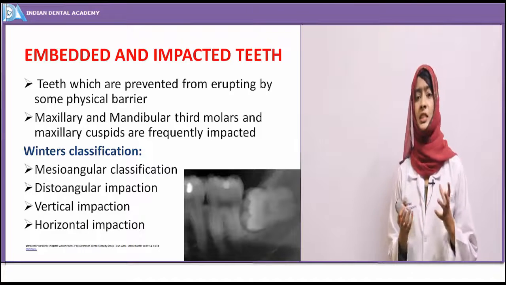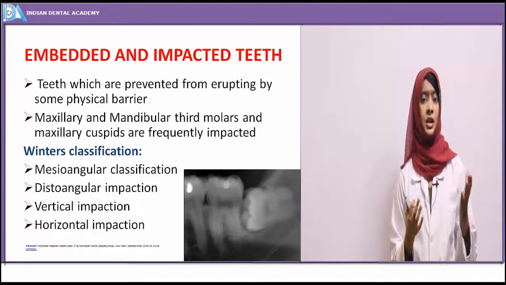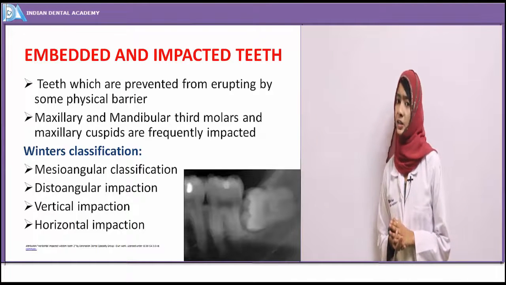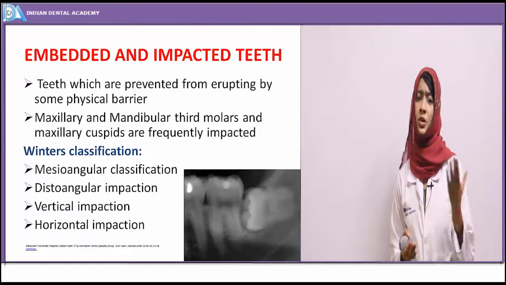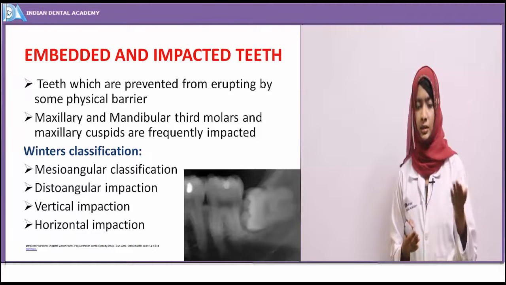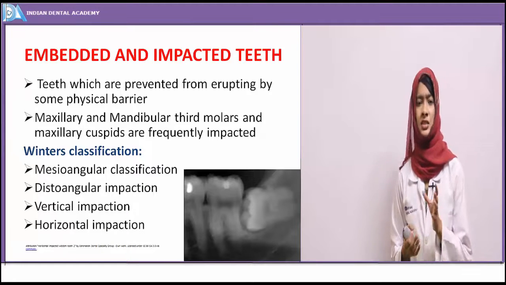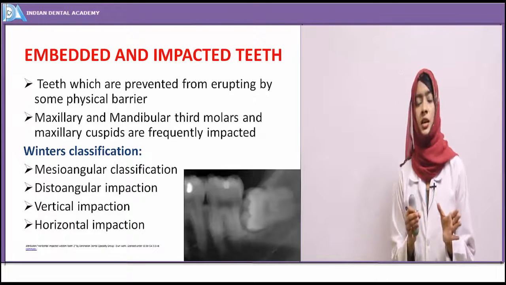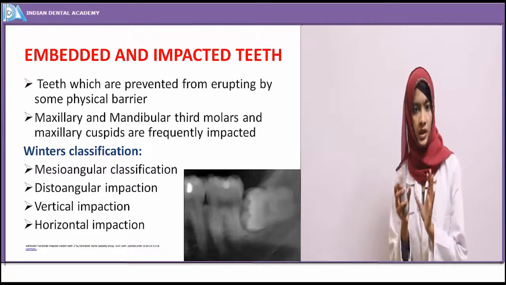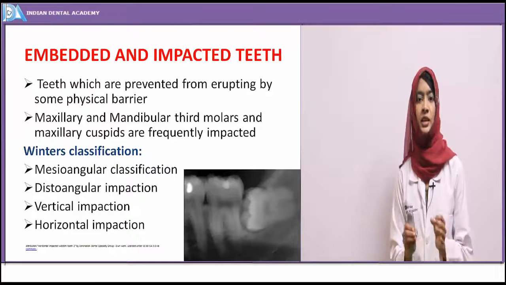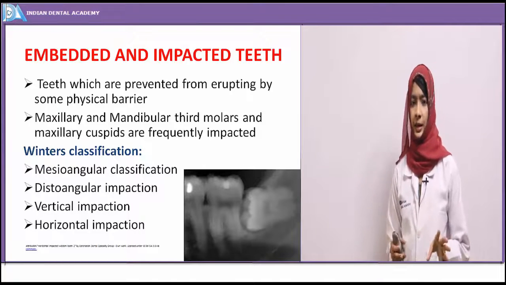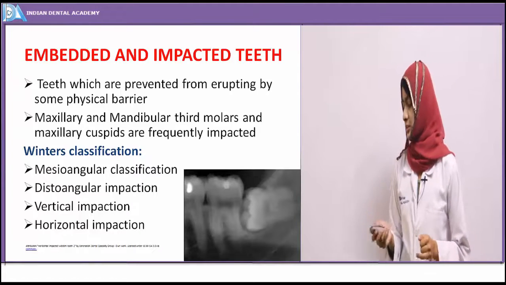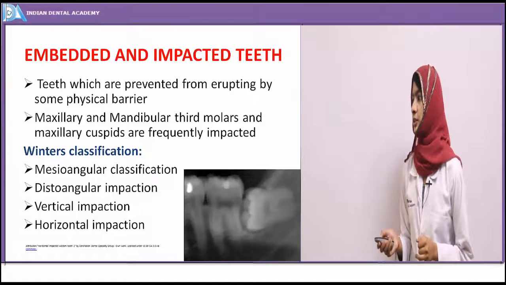Then impacted canines, maxillary cuspids. The canines which show impactions are also of two types. They may be mesioangular or vertical impactions. Vertical impaction is nothing but the canine being prevented from eruption. The permanent canine is situated between the lateral incisor and the first premolar. There is no space for the canine to erupt. So that also goes for surgical corrections actually.